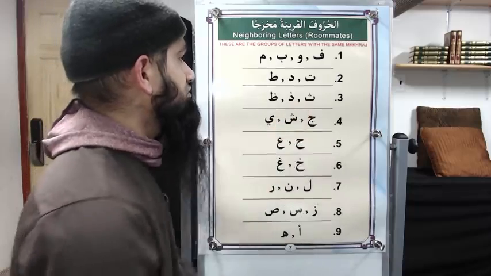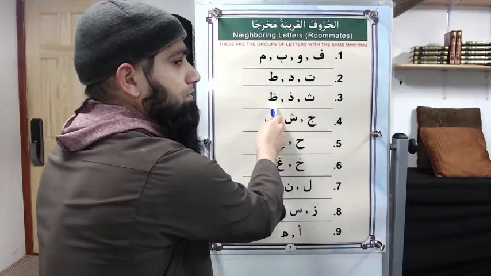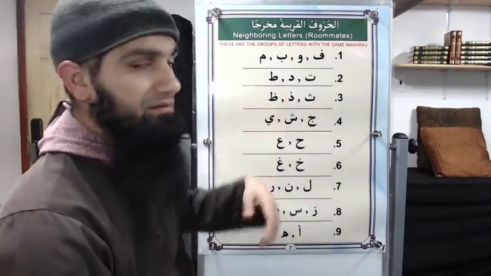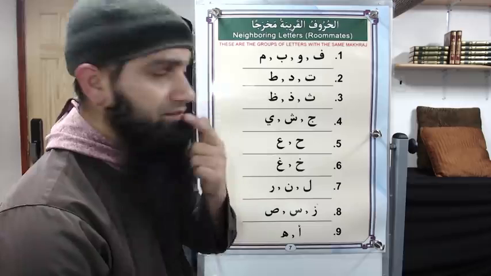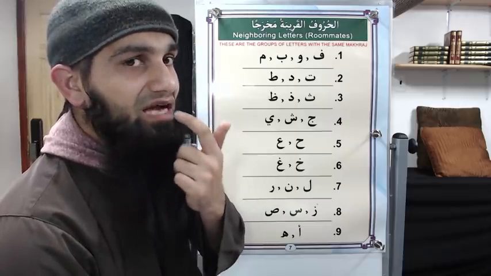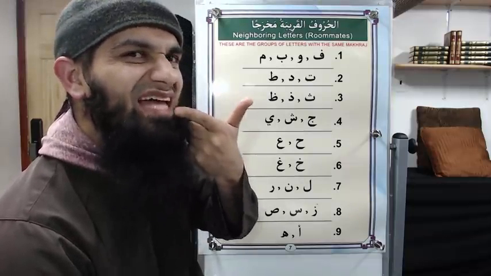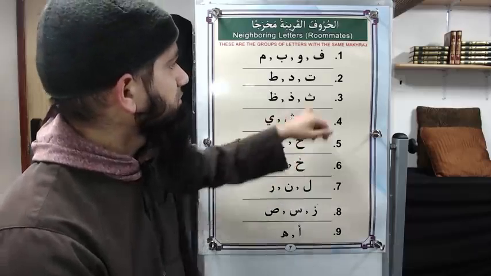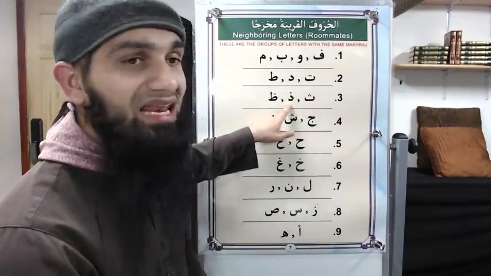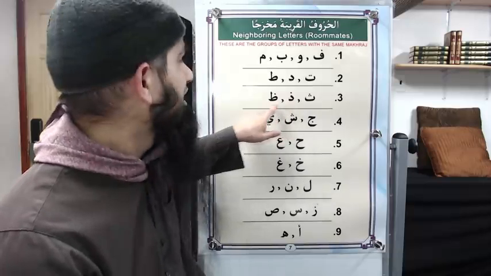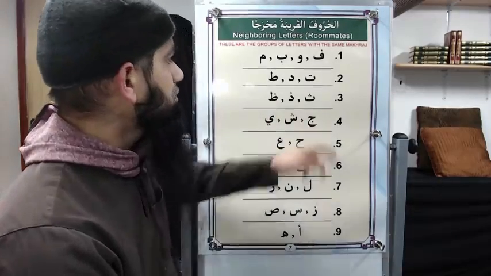Third group. Let's pronounce them. Tha, Dhal, Dha. What's similar between them? Where did they come from? Again, the front flat part of the tongue against the tip or the edge of the upper teeth, right? So, ath, adh, adh. Same place.